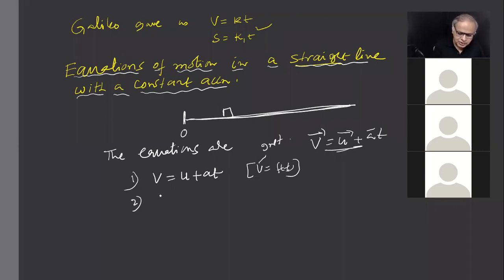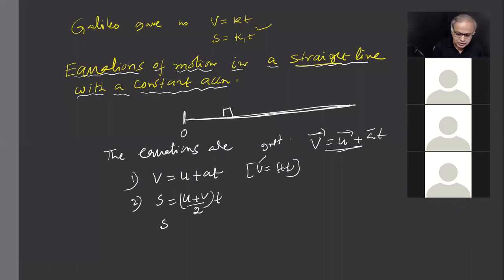Second equation is S equals, I'll write it in 3 ways. U plus V by 2 into T, or S equals ut plus half at square, or S equals Vt minus half at square.